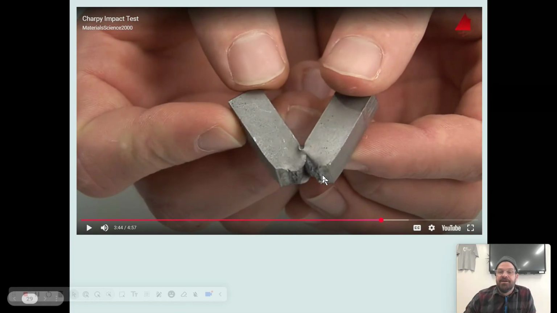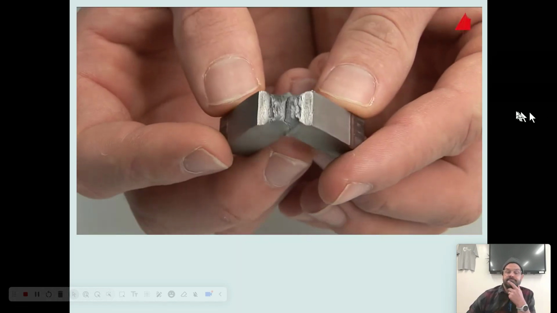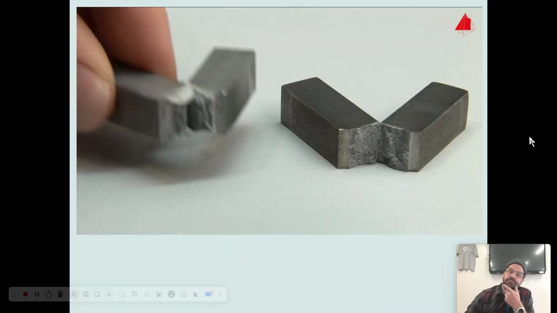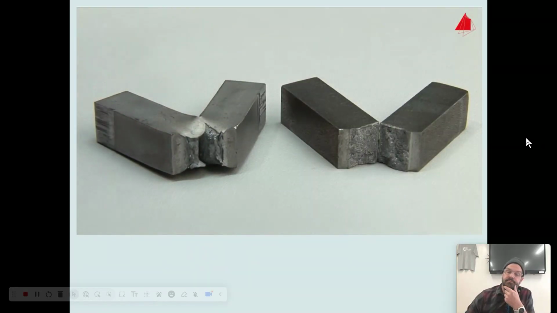So you can see here, it bent, right? It didn't just snap, it exhibited more strength. It took more impact to snap it. A heavy plastic deformation. In comparison with the strain-aged steel, the normalized steel absorbs much more notch impact energy and behaves in a very tough manner.